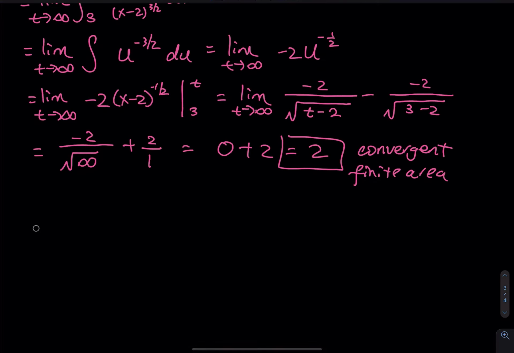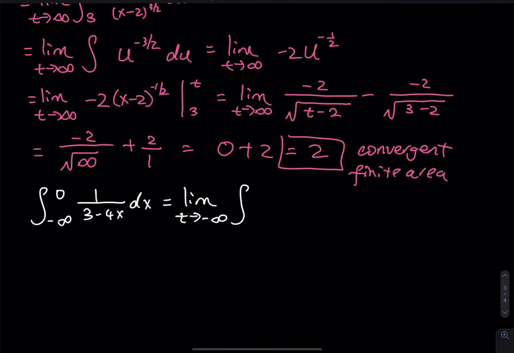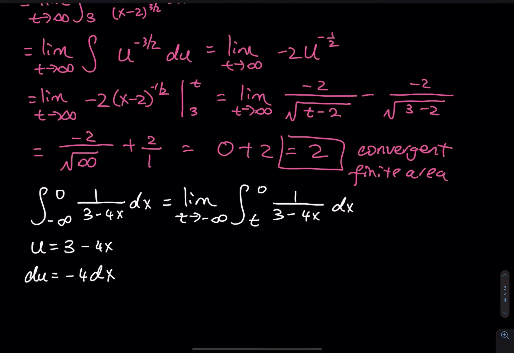So we have from negative infinity to 0 of 1 over 3 minus 4x dx. So let's set up the limit. We have limit as t approaches negative infinity of the integral from t to 0 of 1 divided by 3 minus 4x dx. This is a very simple u substitution. We let u equal the denominator, 3 minus 4x, and then du equals negative 4 dx. And then we have negative 1 over 4 du equals dx. It is not necessary to do u of 0 and u of negative infinity. You don't need to do it.